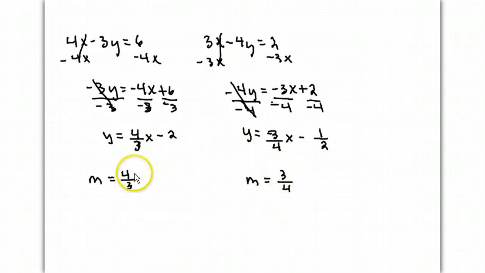Although this is the reciprocal of that slope, they're still the same sign, so this is not perpendicular. And because the slopes are not the same, it's not parallel either. So these would be neither perpendicular nor parallel.